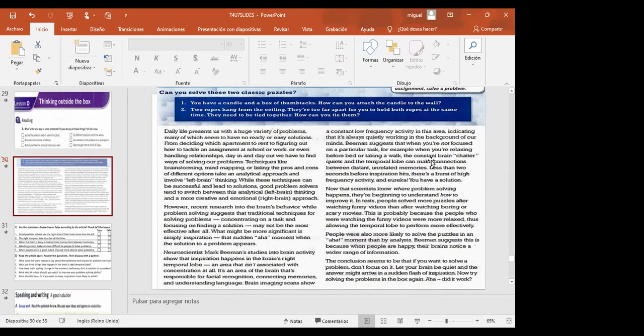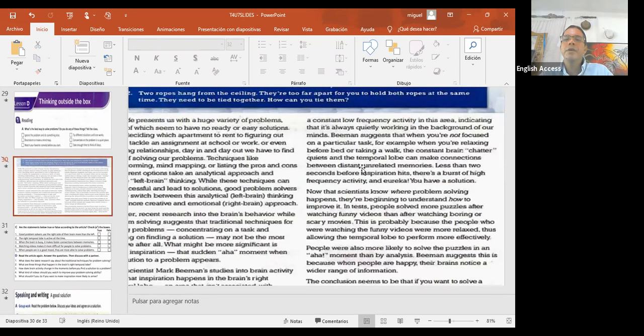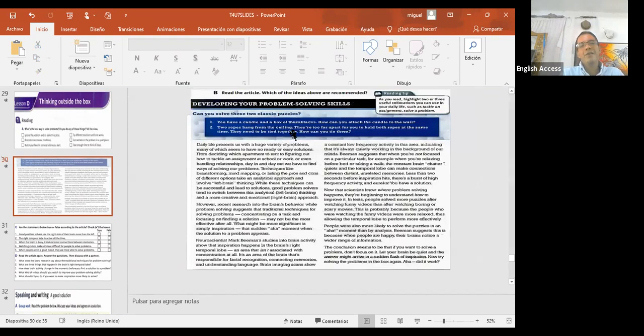You see here? Is true, no? Yeah. The constant brain chatter quiets and the temporal lobe can make connections between distant, unrelated memories. Yeah, that's true because sometimes you are thinking about something, a memory from your childhood, when you're about to sleep or something like that.